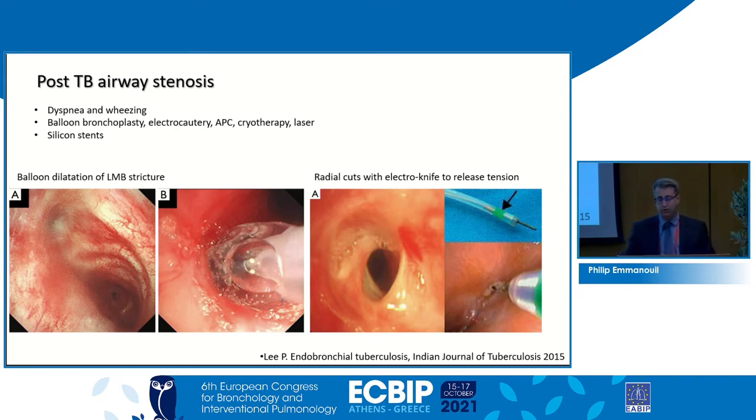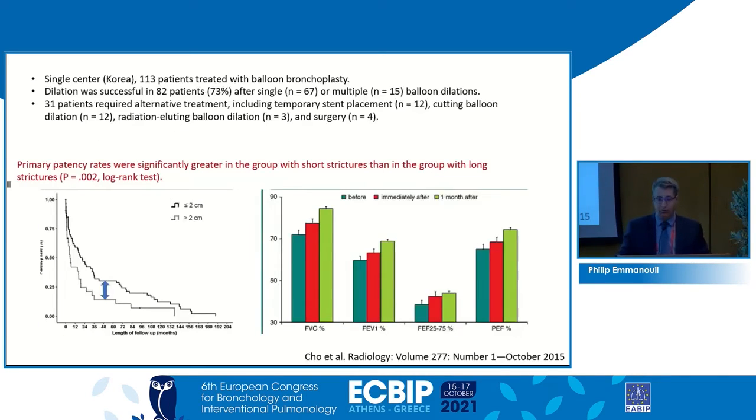Usually we use the electrocautery knife and do the radial incisions, as was shown in the previous talks, and then we do the balloon bronchoplasty and we open the lumen. Of course, in relapsing cases, we can use a stent placement.